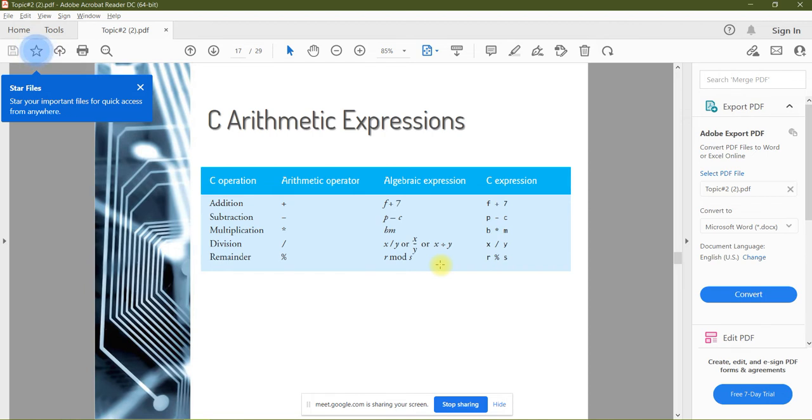And you will use it. There are some problems that use the remainder.